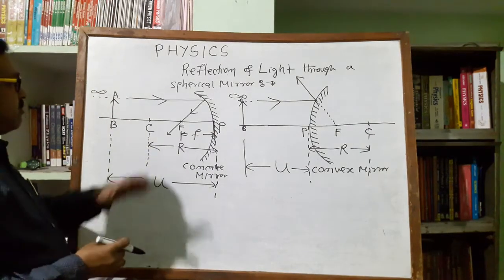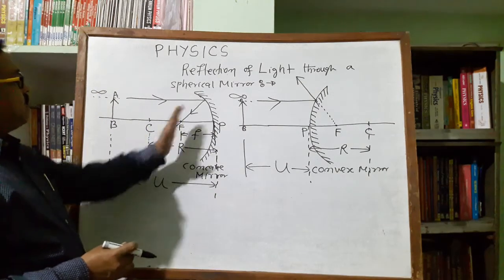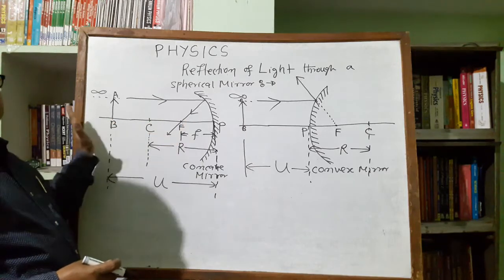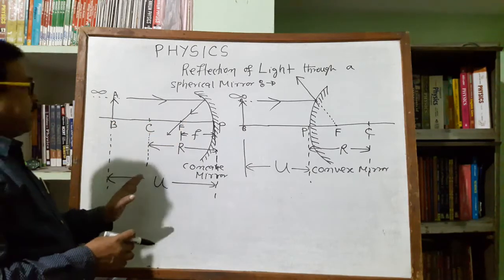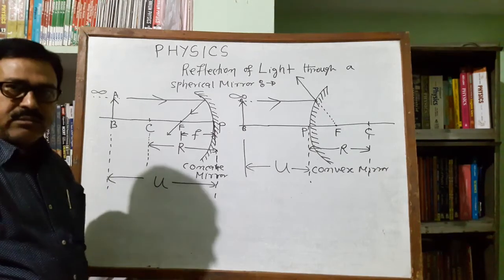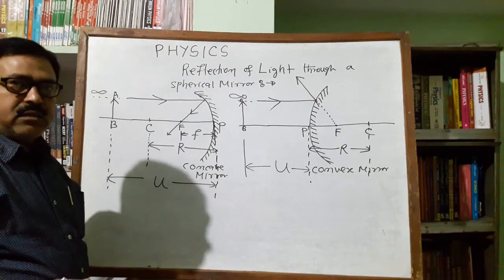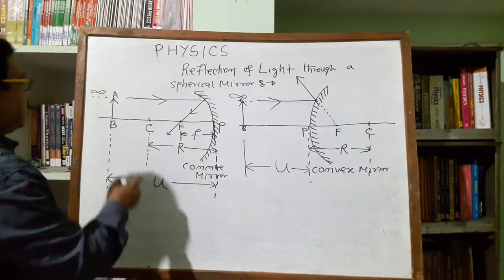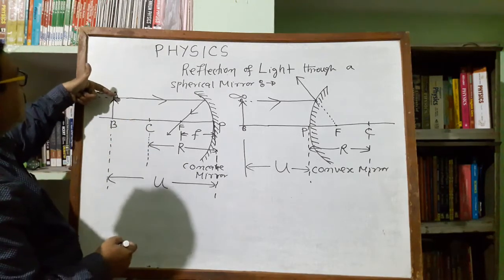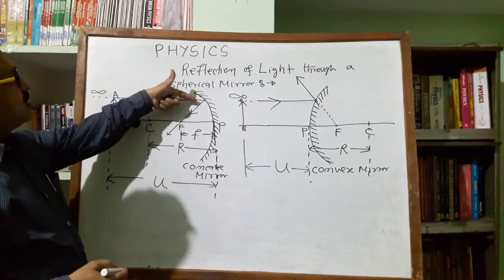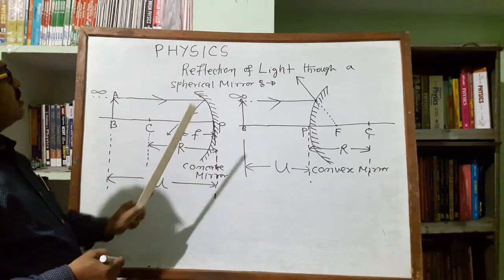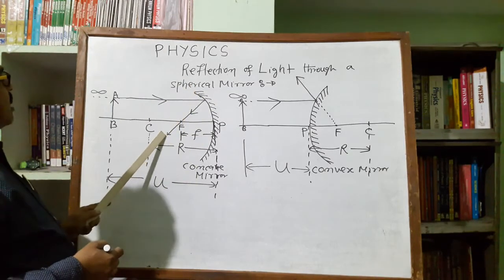Because of the reflection of light, after reflection all the rays of light fall in front of the mirror, and now we will decide the image distance. How to decide the image distance? The rule is that one ray of light must pass parallel to the principal axis and be incident on any one point of the concave mirror, and that is reflected back.